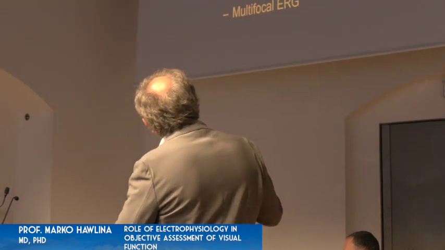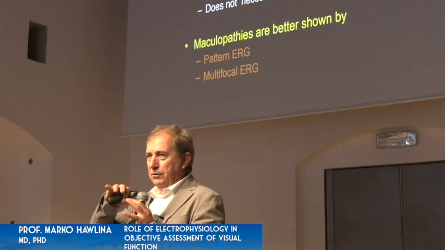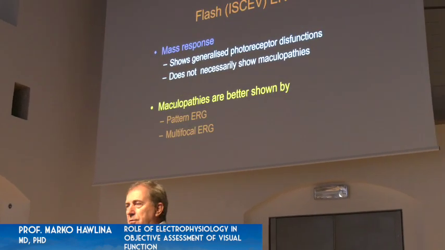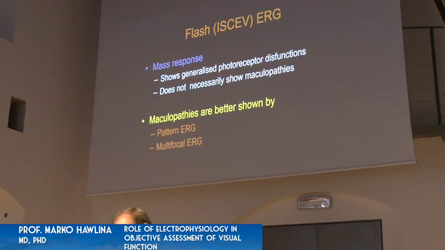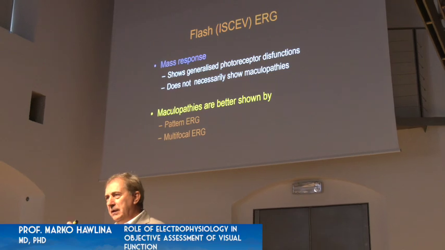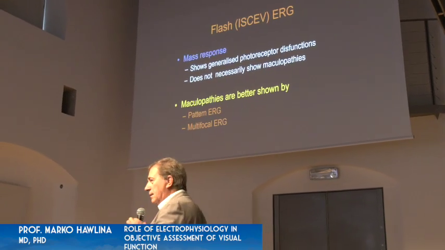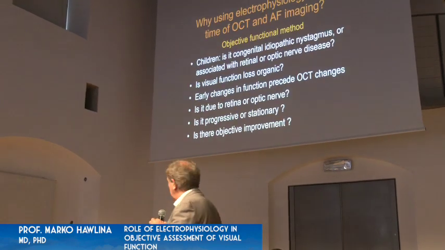So flash responses are mass responses. You get the overall general information about the function of the system of cones and rods, okay? But the macula is so small that you cannot really say if somebody has maculopathy. You can still have normal cone responses. So that's why you need either pattern ERG or multifocal ERG to show you this.